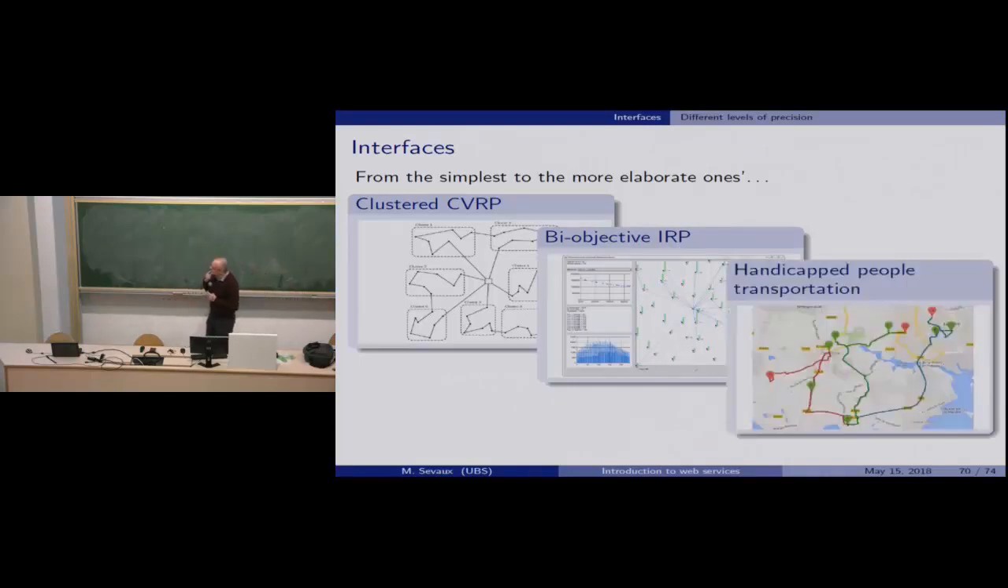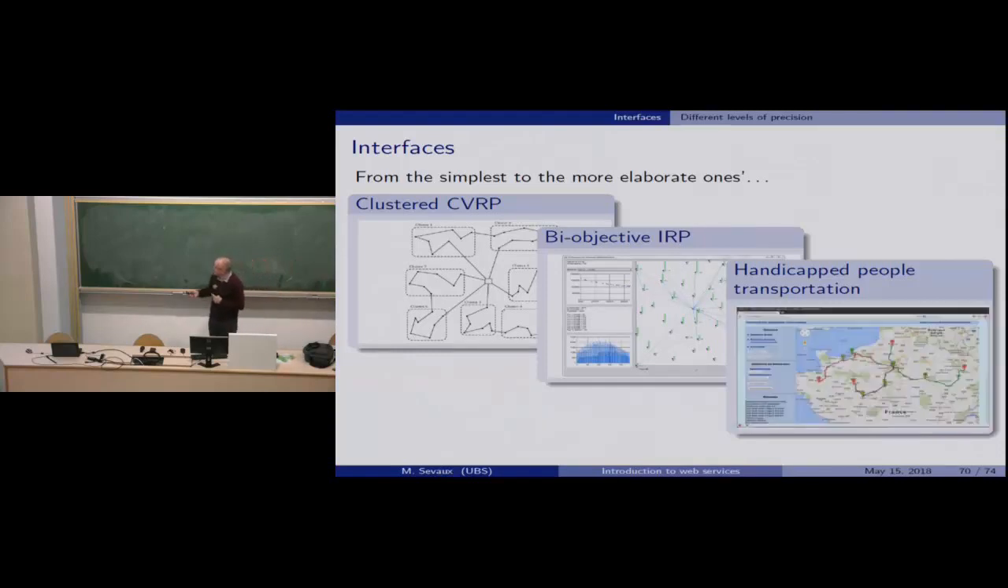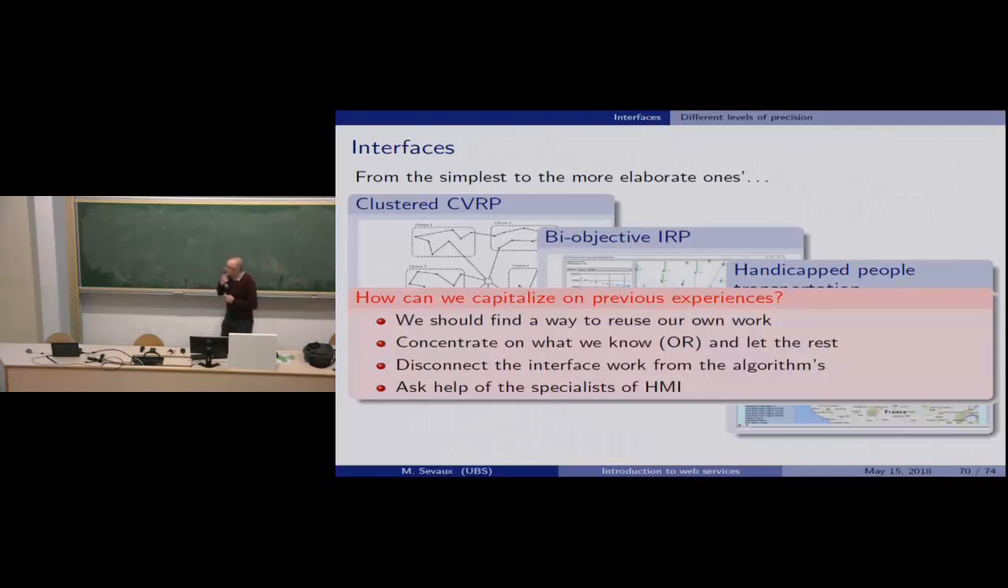And of course, what people need are, let's say, Google-like maps. This is what they know today, so they want something like this. And of course, they need a button on the left and stuff like this. But this was not enough. We should capitalize on previous experience. We should find a way to reuse our own work, concentrate on what we know, which is OR in our case, and leave the rest.